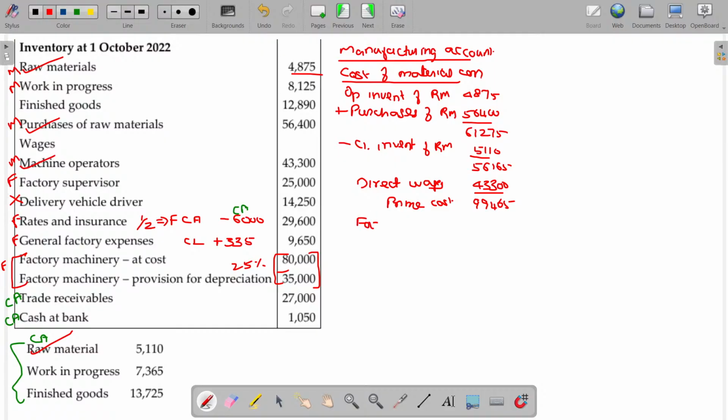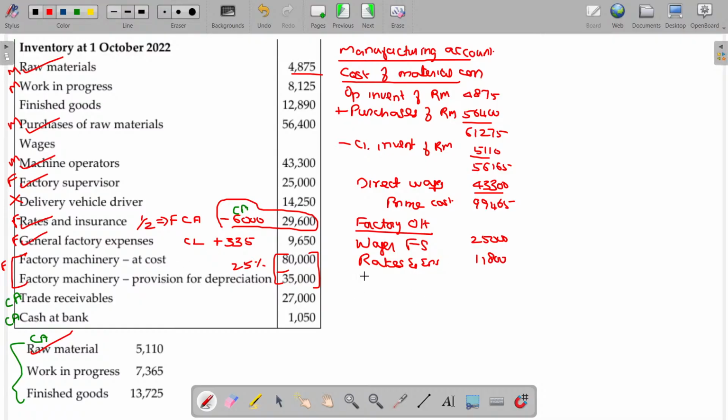Now you have to add factory overhead here. Under that, wherever we have the term factory, I can post wages for factory supervisor. Factory supervisor 25,000. And rates and insurance related to the factory, you have to subtract 6,000. On that, half will be taken, 23 and a half means 11,800.